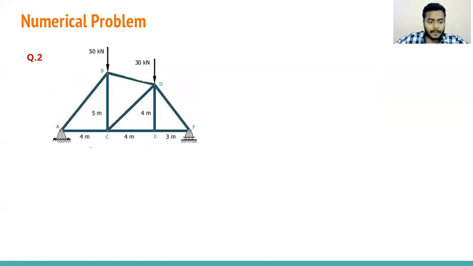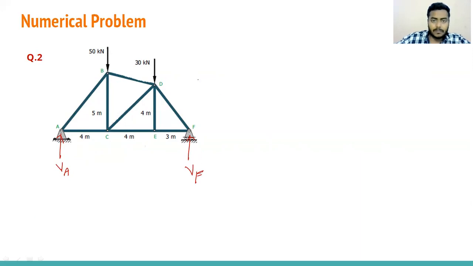Okay, next question we have. So you can see the figure. So all the angles we can get through this dimension. Okay, first calculate the reaction. So reaction VA. There is no horizontal component, so no need to write horizontal reactions. If there is no action in horizontal direction, so there won't be any reaction in horizontal direction.